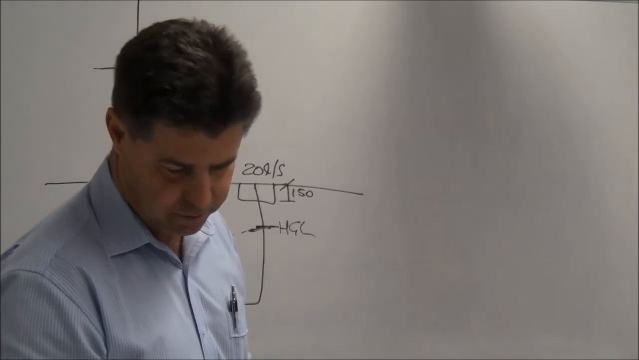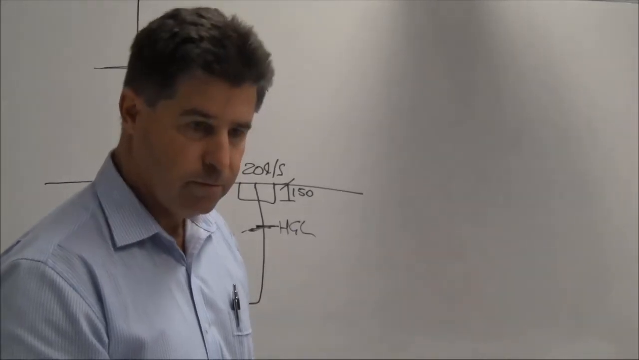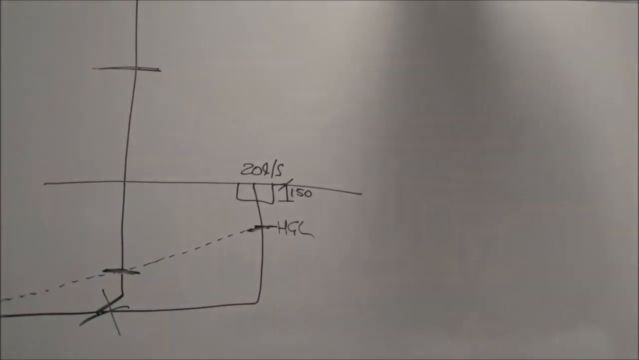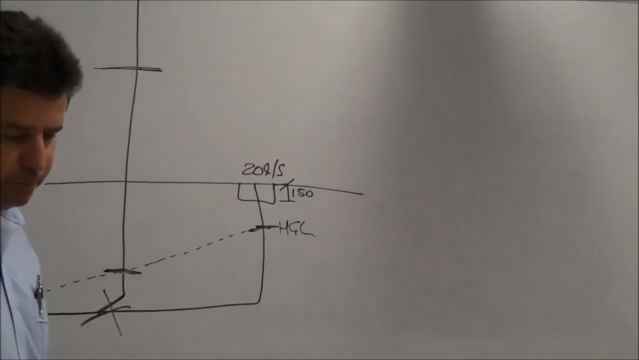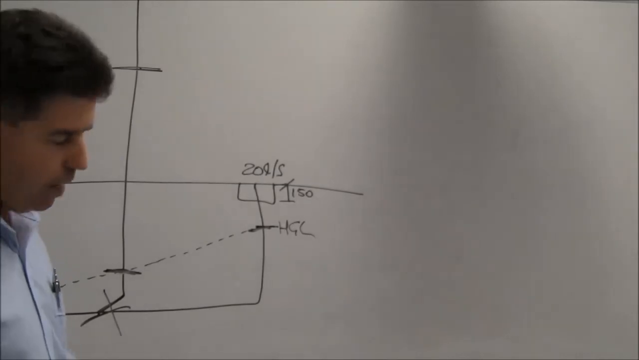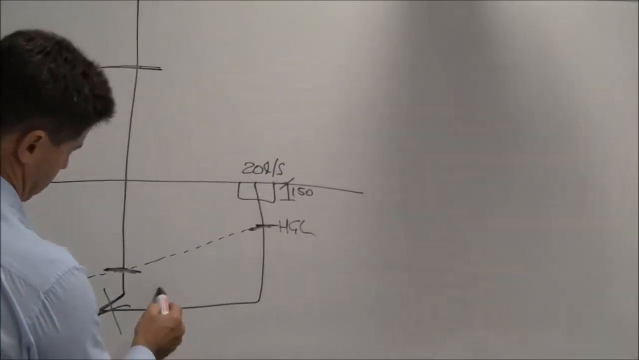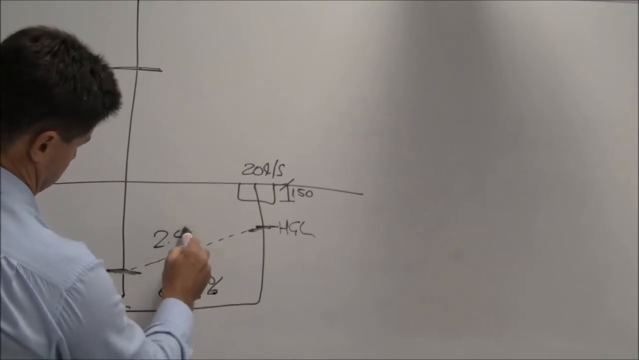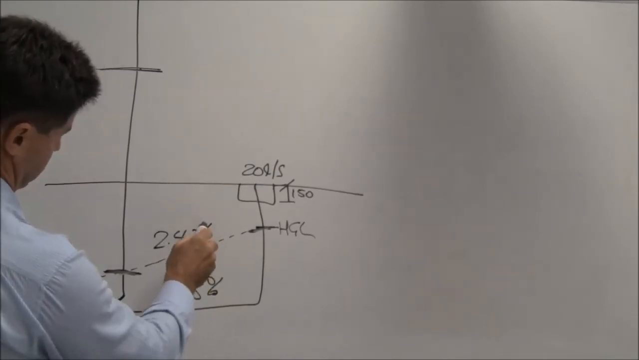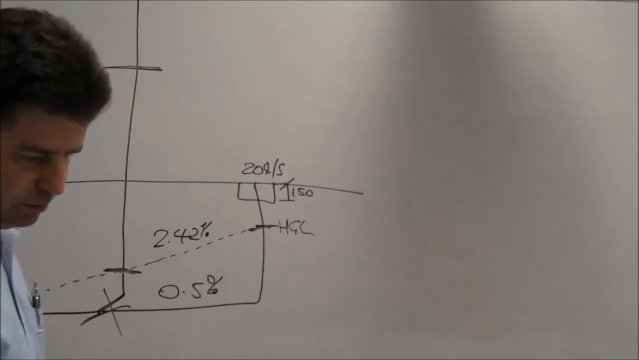So Colin, in theory, that dotted line is your 2.42%, is that what you... That's exactly right, yes. So our pipe could be laid at 0.5%. It could be 0.5% here, but 2.42% is our friction slope. Yes.